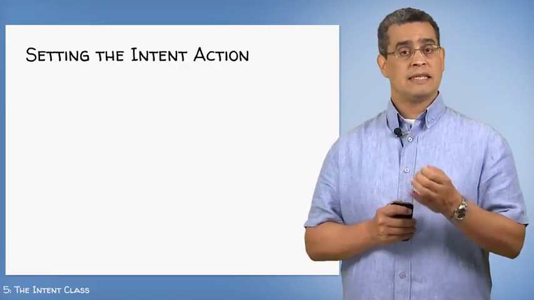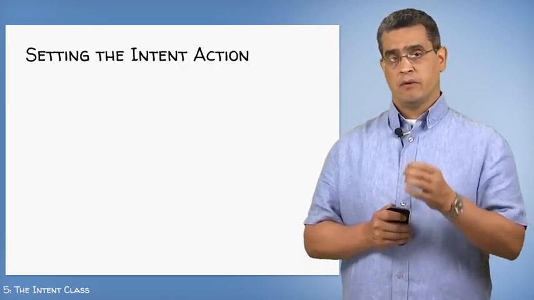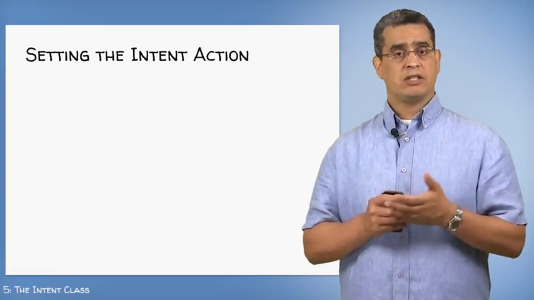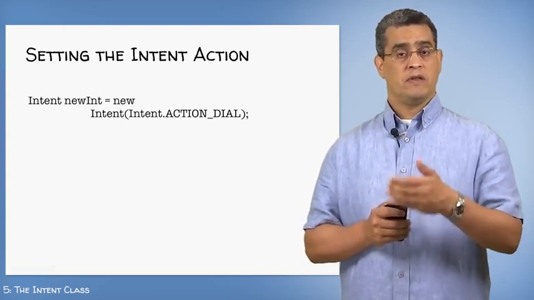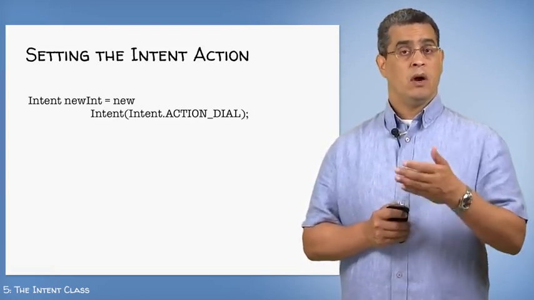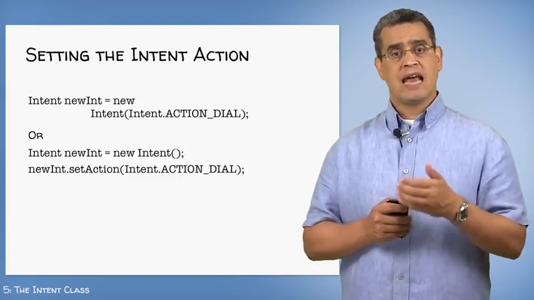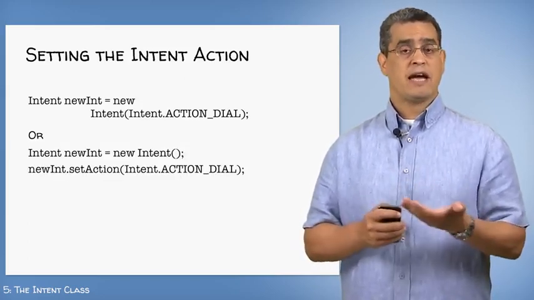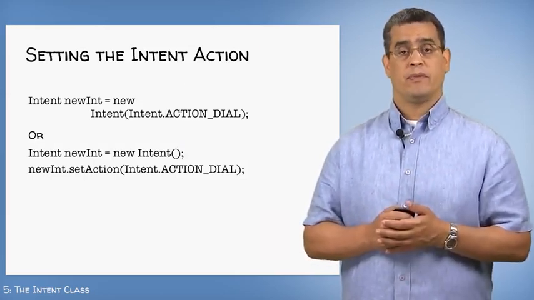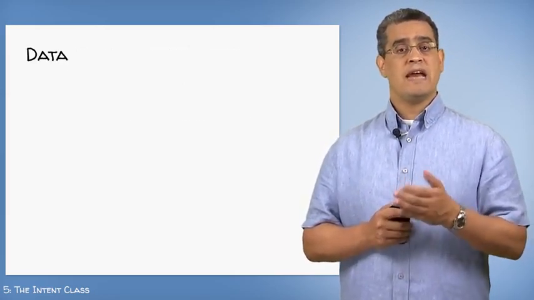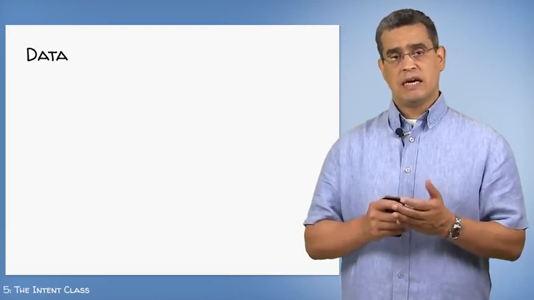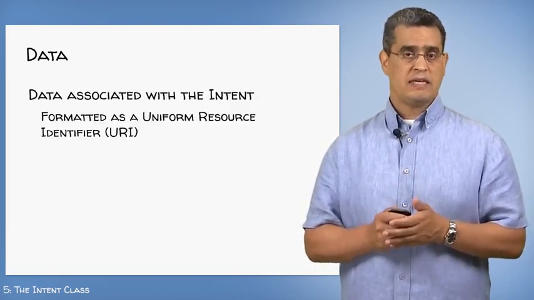You can set an intent's action in several ways. For example, you can pass an action string as a parameter to the intent constructor. Alternatively, you can create an empty intent and then call the setAction method on it, passing the action string again as a parameter. Intents also have a data field, which represents data that is associated with the intent.